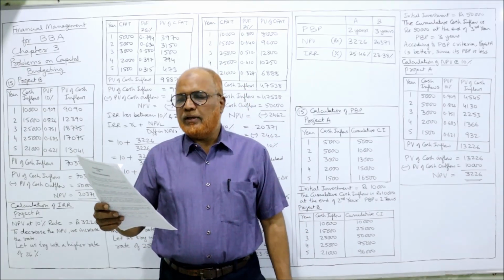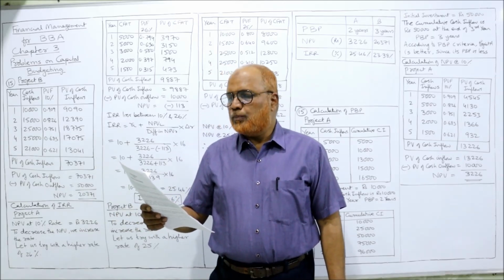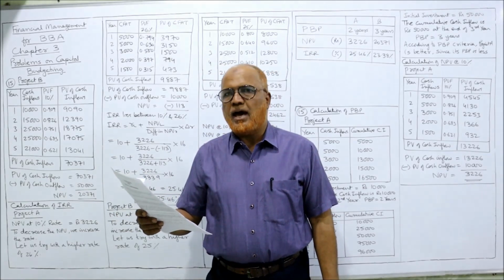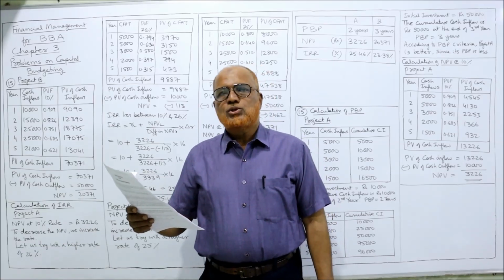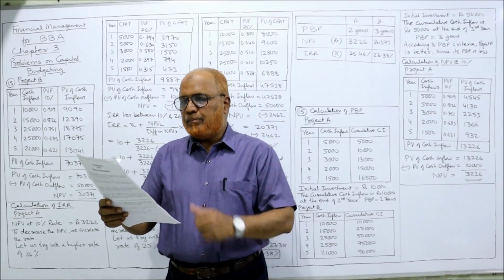Come, see the 15th one. ABC Limited is considering 2 projects. Only one of the projects can be accepted. The data in respect of these 2 are given below. So 2 projects, we name it as A and B.